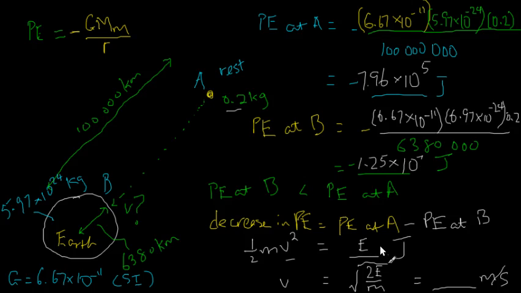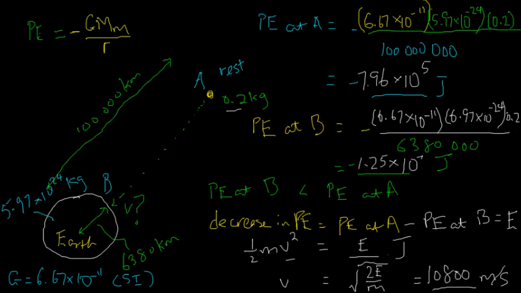Finally, after finding the difference between the two, which gives the E here, the decrease in potential energy, that's the E. Subtracting them gives the E, and then solving this for the velocity gives 10,800 meters per second. So this is a huge velocity at which the ball hits the Earth's surface.